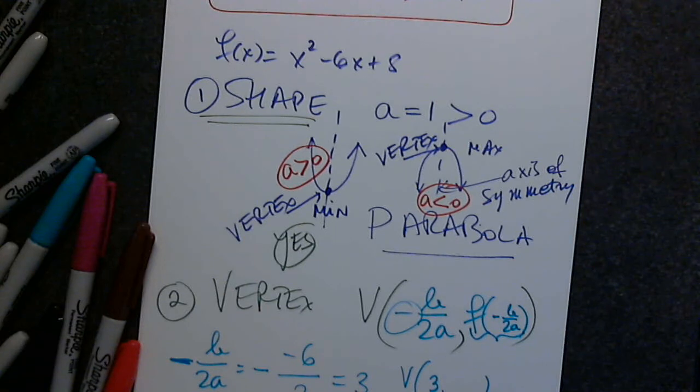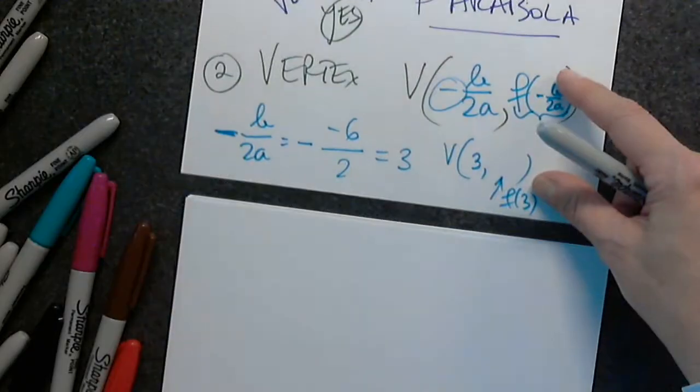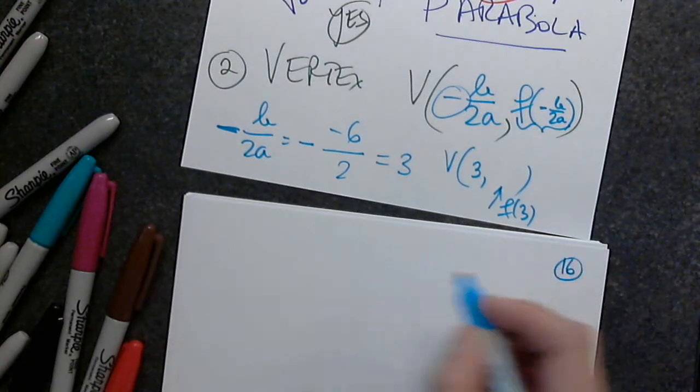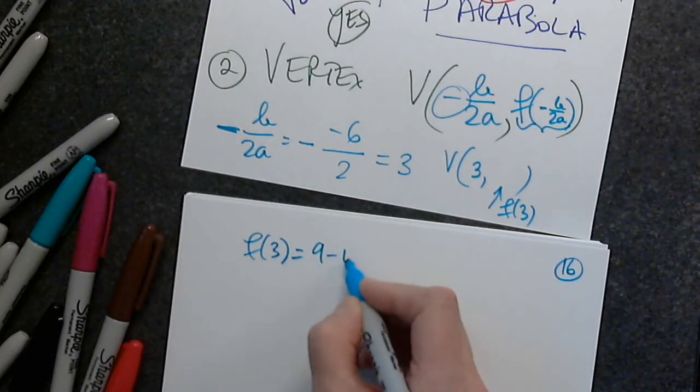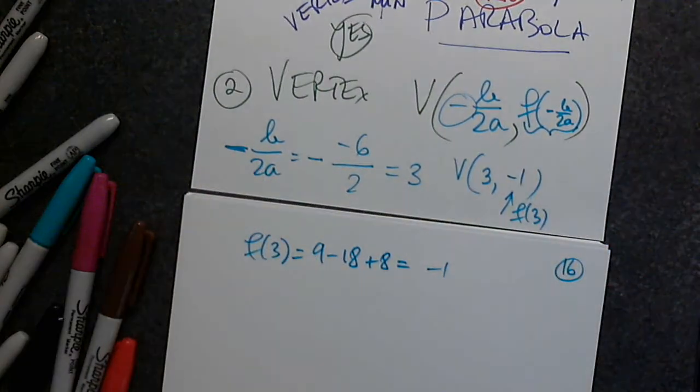So this number is 3. How do I find the y-coordinate? I know you're going to plug in 3, but you plug into the only function I have, x squared minus 6x plus 8. I don't have another function. That's all I have. This is the function that I'm going through several steps to graph. So finding f of 3 will be 9 minus 18 plus 8, which is negative 1. So I determine the coordinates of the vertex.